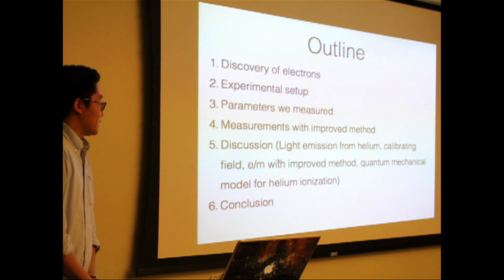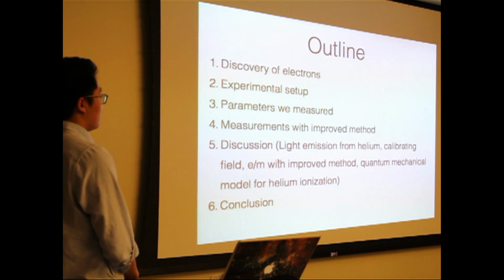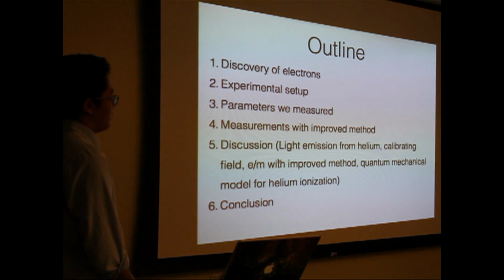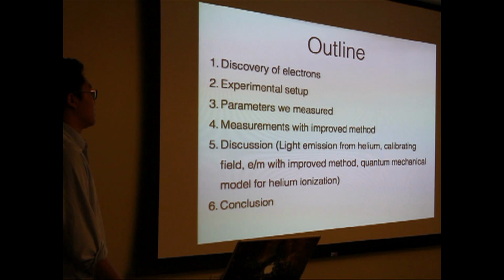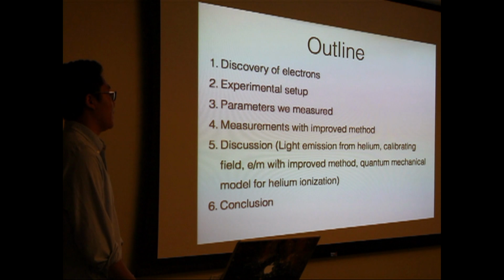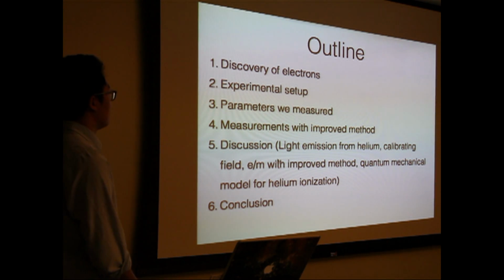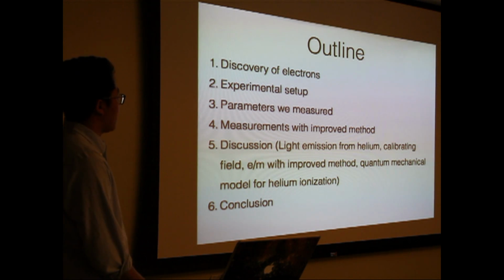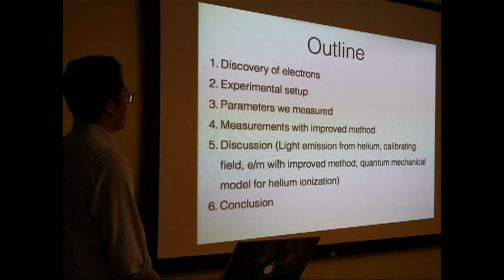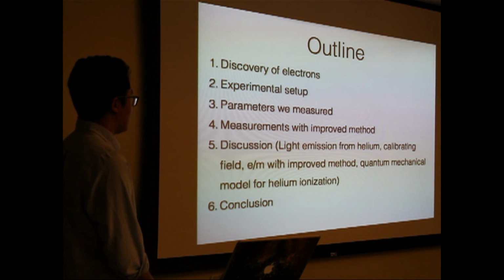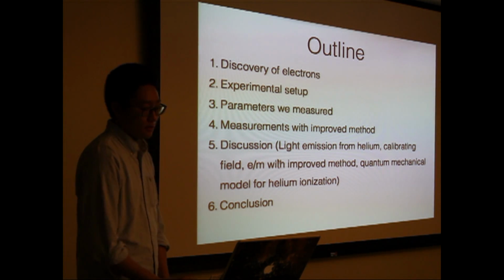This is the outline of my speech today. First, a brief history of how British scientist J. J. Thomson measured the e over m ratio and how he used this method to find the electron, followed by the experimental setup and the parameters we measured, and the improved method, followed by some discussion about the data we separate, and ending with the conclusion.